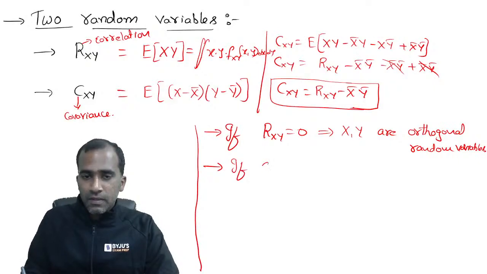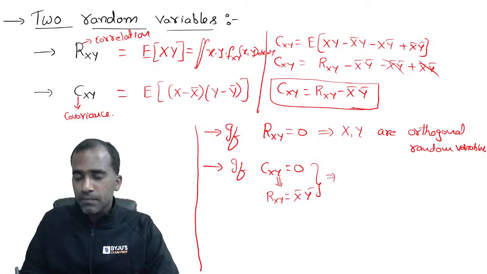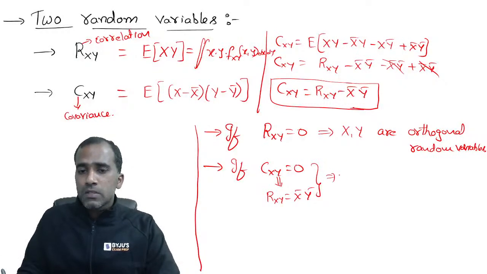If cxy is equal to 0, what is the meaning of cxy becoming 0? If cxy becomes 0, it means rxy and x bar into y bar are the same. Then rxy becomes equal to x bar into y bar, or expectation of x into expectation of y. These two are the same. If this happens, this will happen. So what is the relation called when this happens? When covariance becomes 0, x and y are uncorrelated.